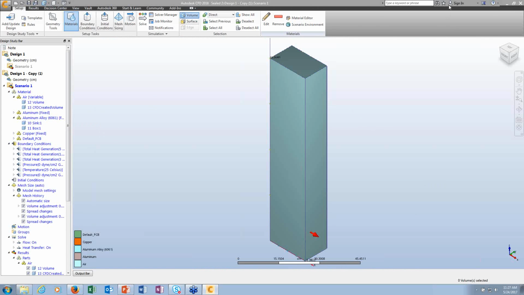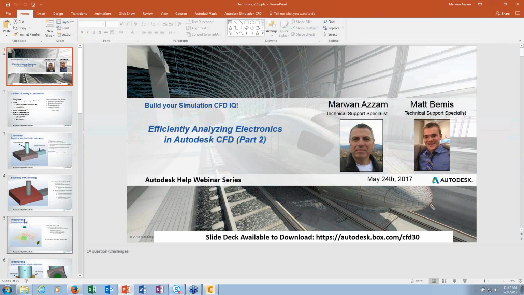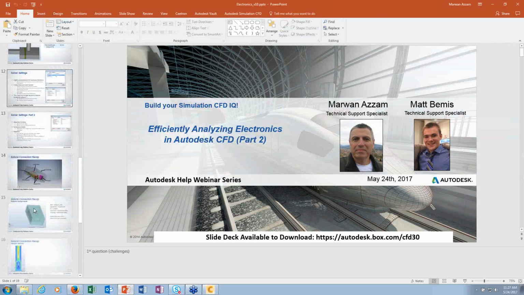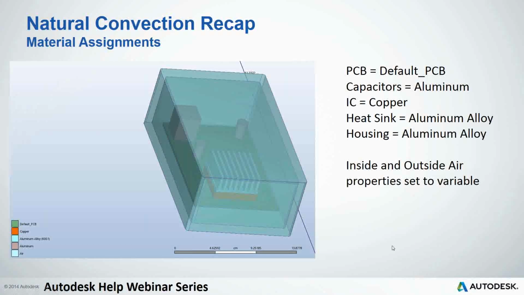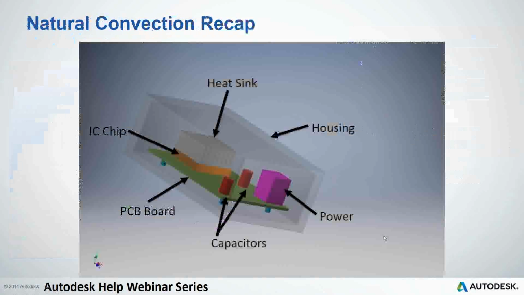I'm going to show the PowerPoint presentation, just a couple of images of what we have here. It's a simple electronics box. So basically we have an aluminum housing, a simple board with an IC chip, heat sink, a couple of capacitors, some kind of power source, and just 4 little pegs attaching the board to the box. And this is a fully enclosed box.